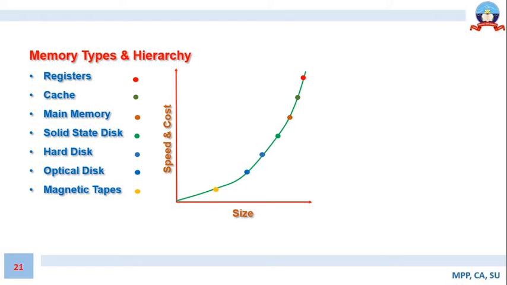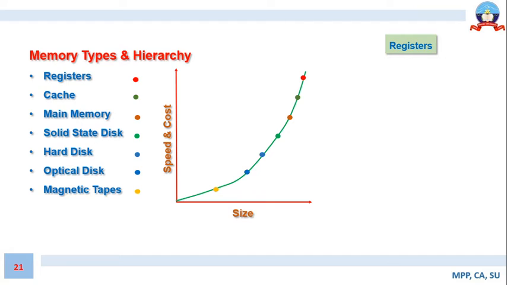So this is a very important representation that tries to represent the significance of the various types of memory that a computer system has in it, and what would be the expenditure in terms of investment, and what would be the performance in terms of speed.